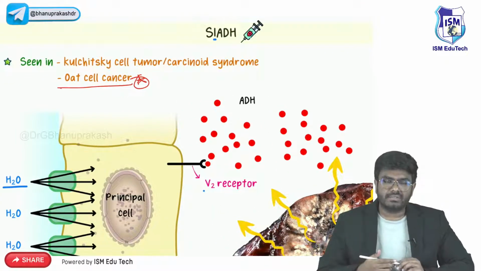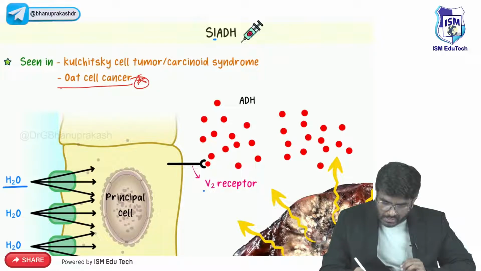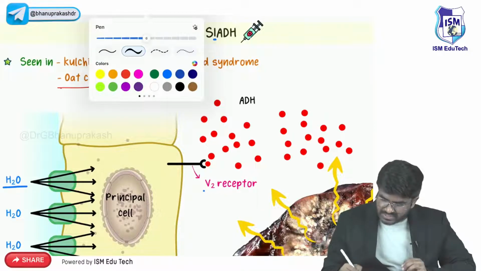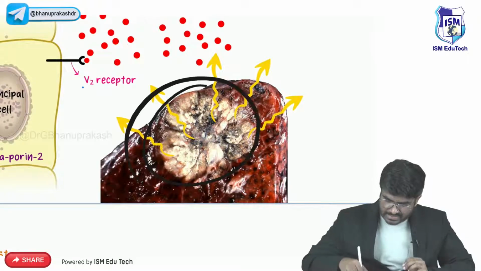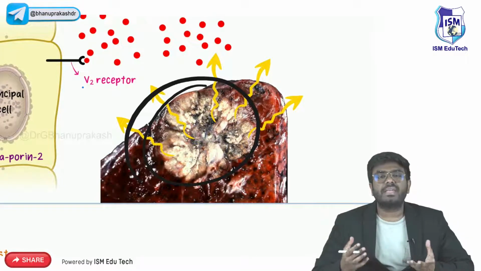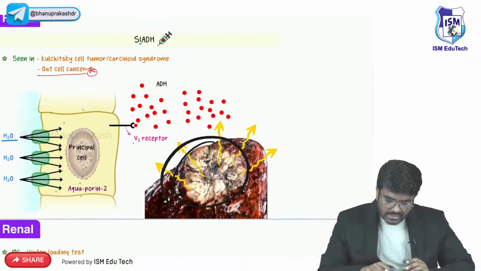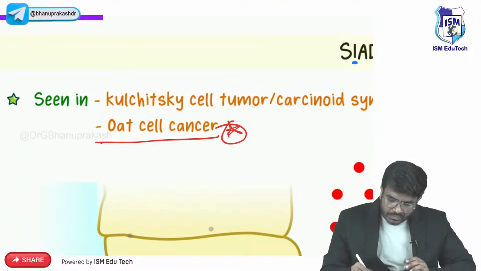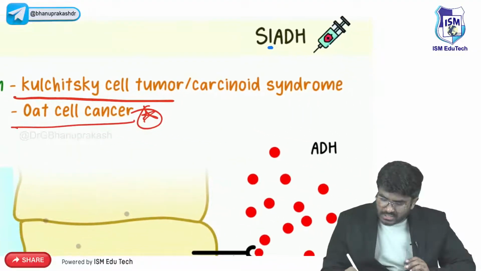See, this is a type of lung cancer where it will produce an excessive amount of the antidiuretic hormone. More and more antidiuretic hormone is getting produced from this cancer. You can clearly see here there is a cancer which is present over here, and it is producing an excessive amount of antidiuretic hormone. And there are certain tumors like Kulchitsky cell tumor, or the carcinoid syndrome.